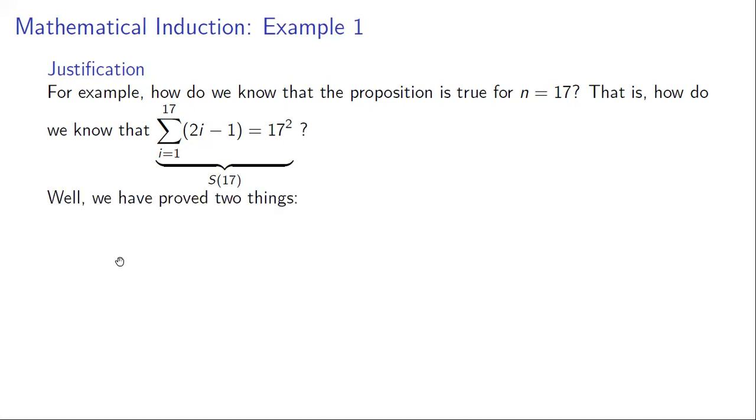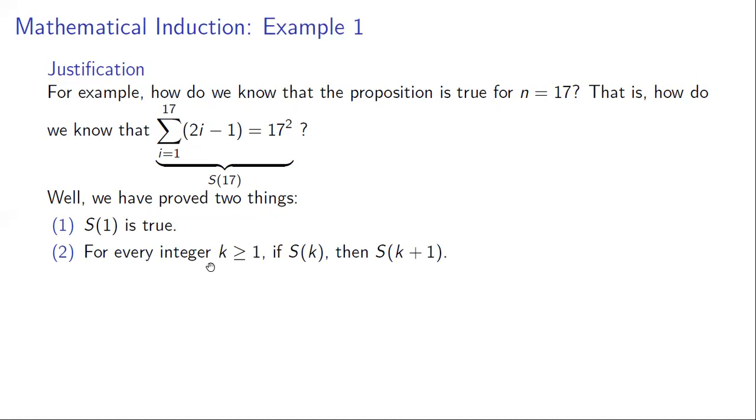Well, here's the thing. We have proved two things in the proof that we just did. Number one, we have proved that S of 1 is true. We've shown that the proposition works for n equals 1. We've also shown that for every integer k that is greater than or equal to 1, if S of k, then S of k plus 1. If the proposition works for k, then it has to work for k plus 1. That's what we showed in the inductive step.